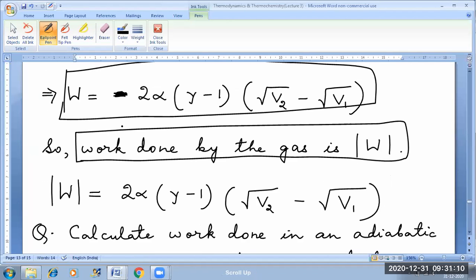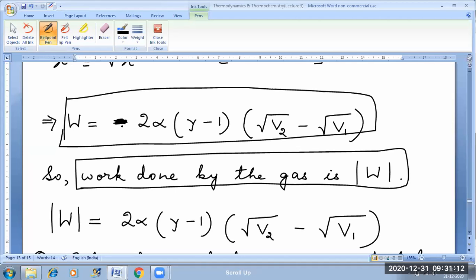We will take modulus only if they mention the word "by the gas" or they mention the word "on the gas." If they don't mention anything by or on, we will report the value as it is without taking a modulus.